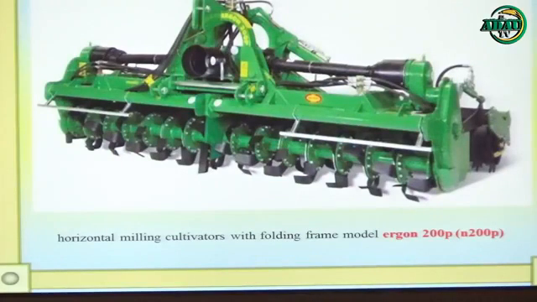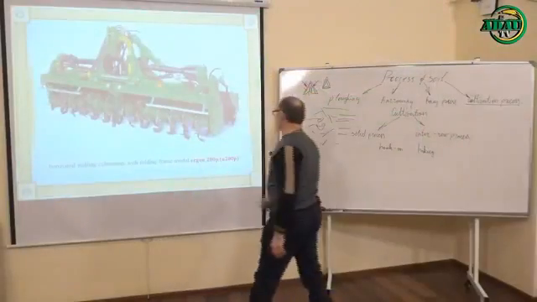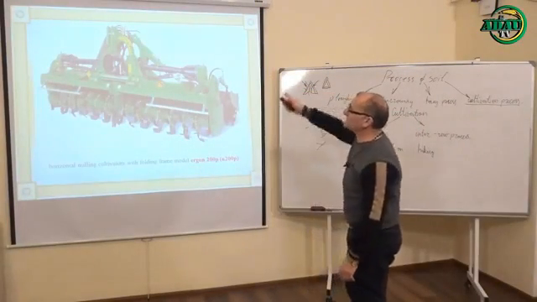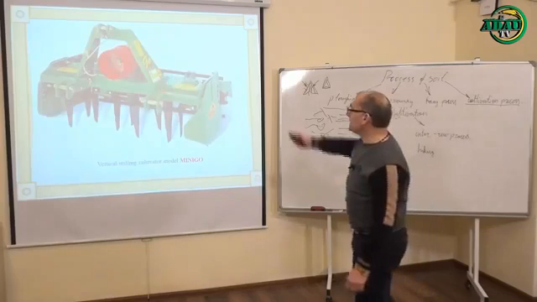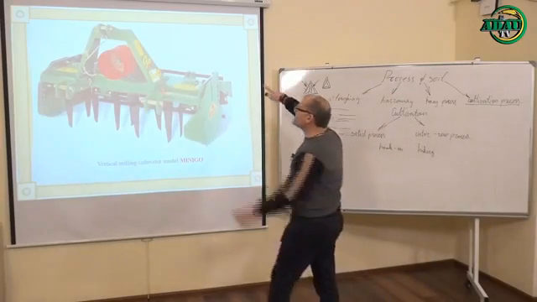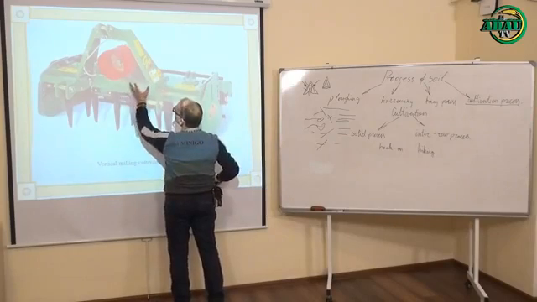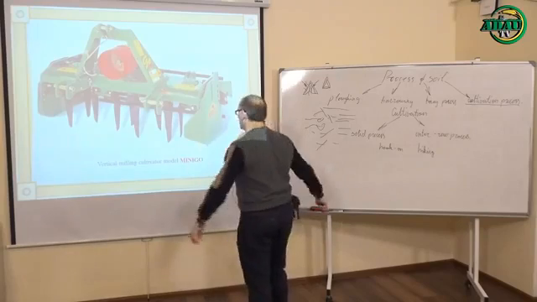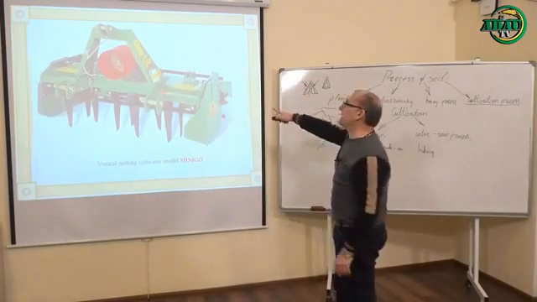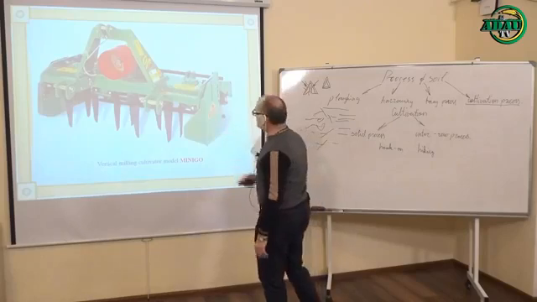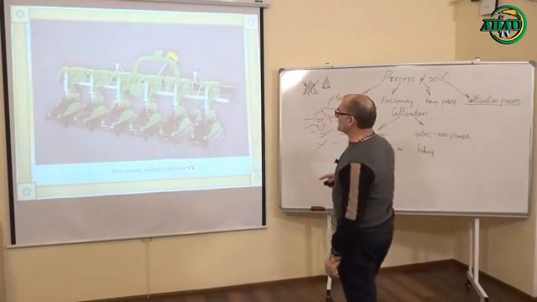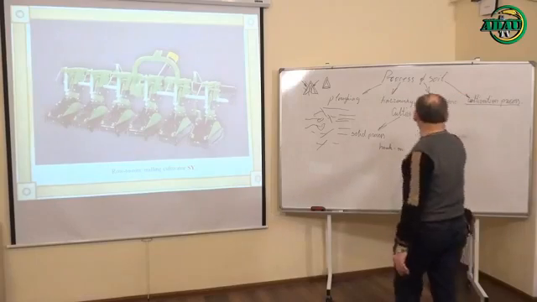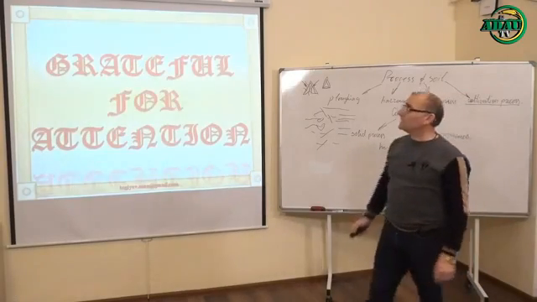This is a horizontal milling cultivator, which I say consists of a drum to which the working parts are attached horizontally. Ergon 200P is similar to the first one, produced in Italy. It is only distinguished in that the drum is installed on the frame and moves there. This is Minigun, and this particular brand is produced in China too. And this rotary row-to-row milling cultivator is especially used for inter-row processing.